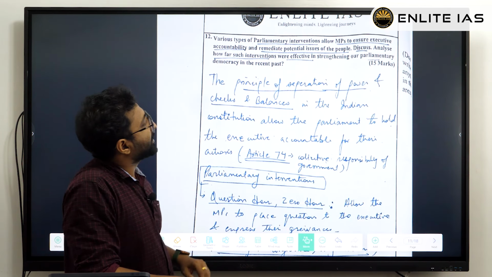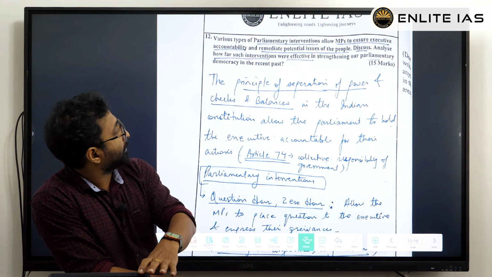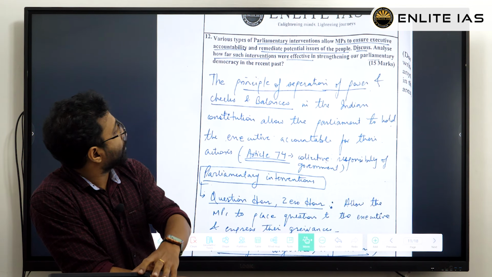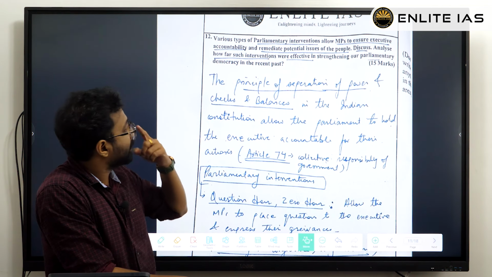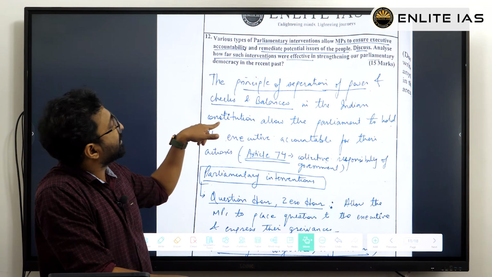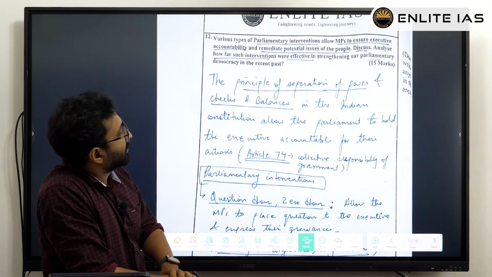Various types of parliamentary interventions allow MPs to ensure executive accountability and remediate potential issues of the people. Discuss. You can read it. Analyze how far such interventions were effective in strengthening our parliamentary democracy in the recent past.